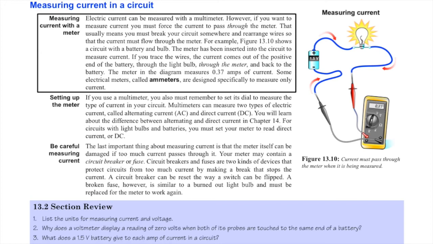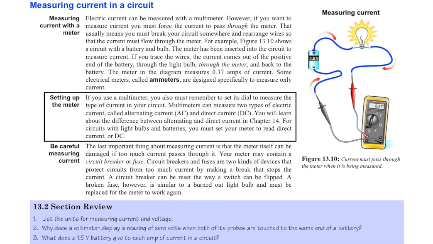The meter has been inserted into the circuit to measure the current. If you trace the wires, the current comes out of the positive end of the battery, through the light bulb, through the meter, and back to the battery. The meter in the diagram measures 0.37 amps of current. Some electrical meters, called ammeters, are designed specifically to measure only current.